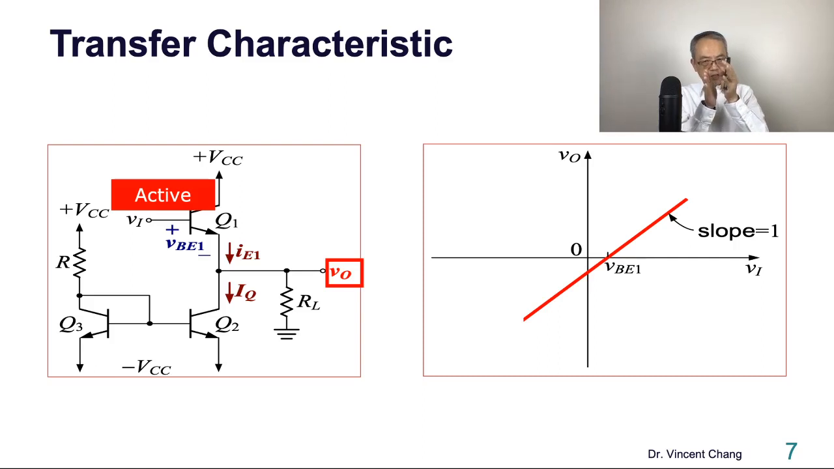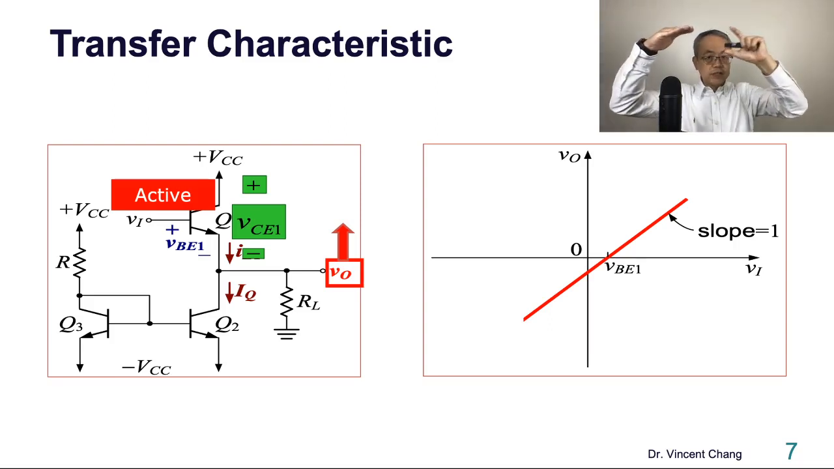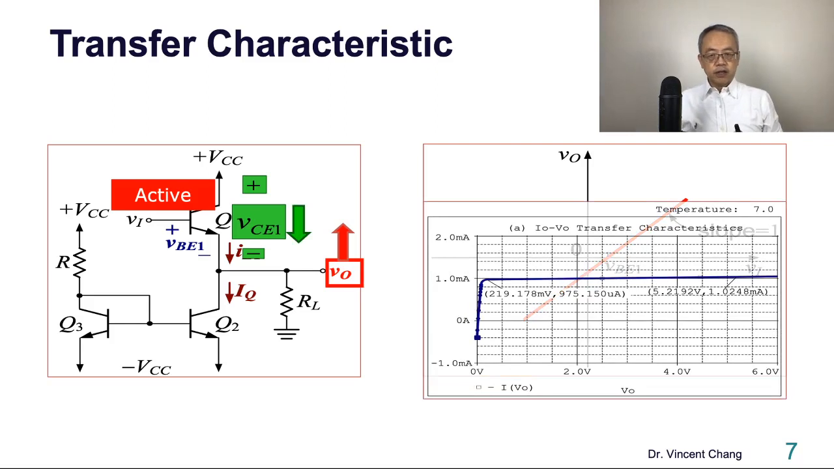Now, let's focus on the VO. When VI goes up, VO goes up, right? So when VO goes up, then what happens to the large signal VCE1? Because the VCC on the top, the ceiling voltage, is fixed, when VO goes up, VCE1 goes down. So when VO keeps going up, VCE1 keeps going down.